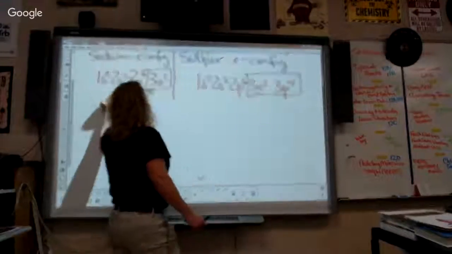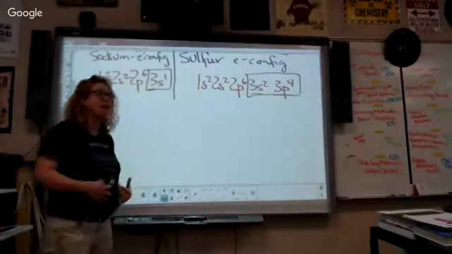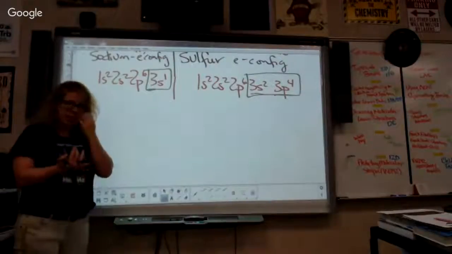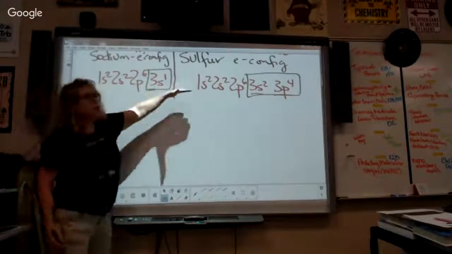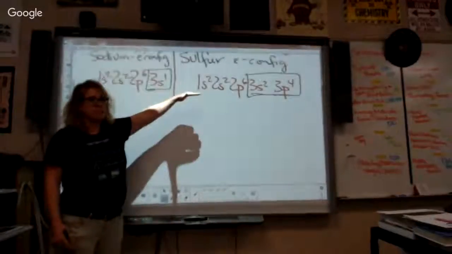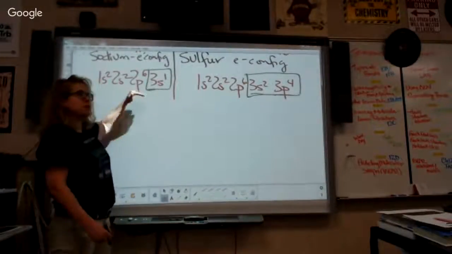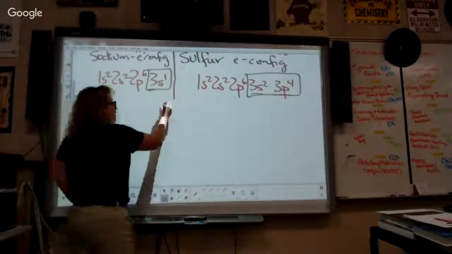So we can think about some different ways to represent this to help us figure out how many valence electrons there are, how they're distributed, and what they're going to do to gain or lose. So this is one way to represent the electrons in an atom. Here's another way. Same stuff written in a different way. This is called a shell diagram.